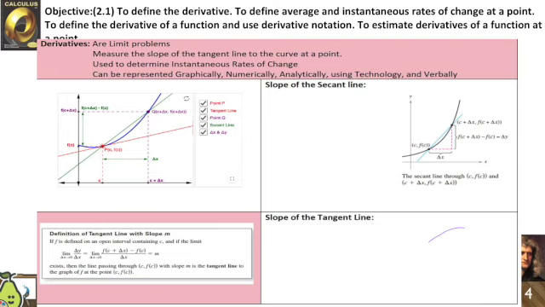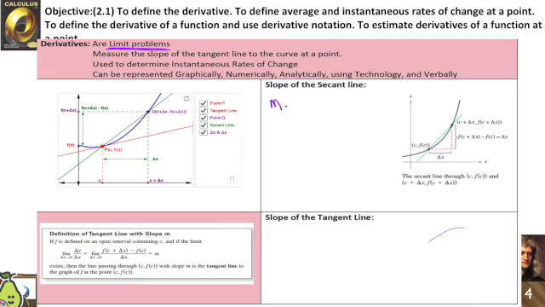The limit problems that we practiced in Unit 1 are the basis for most of the definitions in calculus. Specifically, today we're going to use our limit problems to define the derivative. Now, the derivative comes from the slope of your secant line.